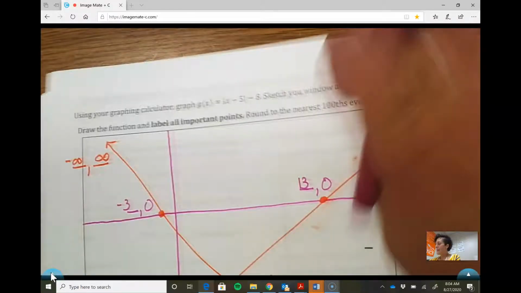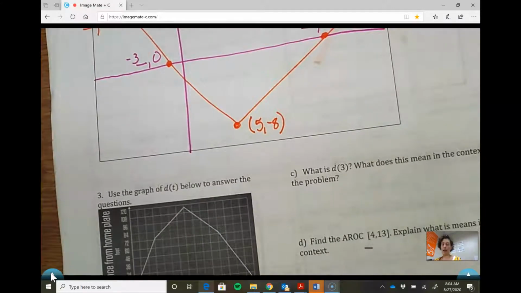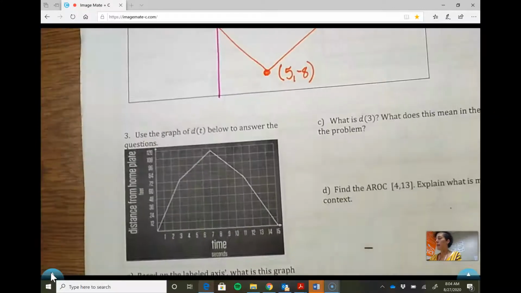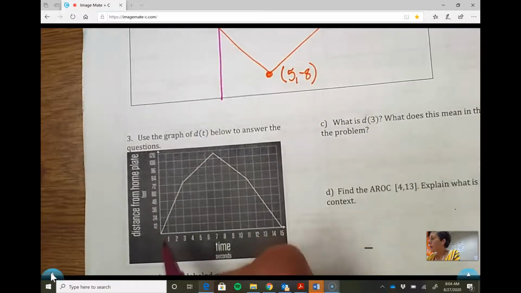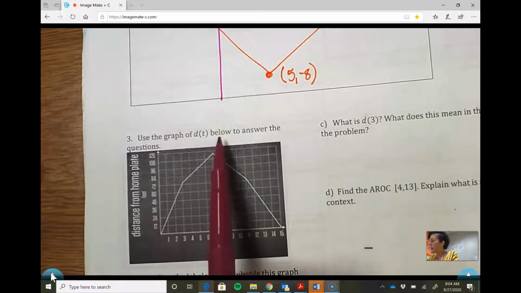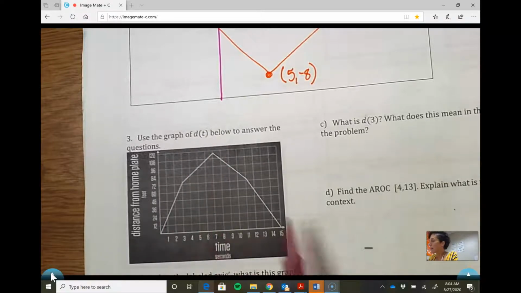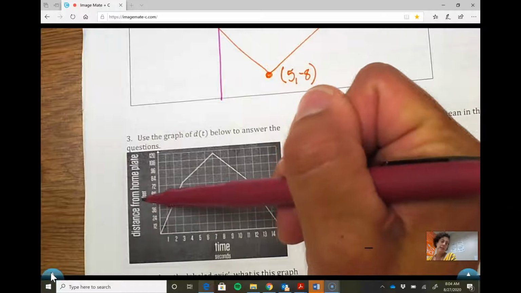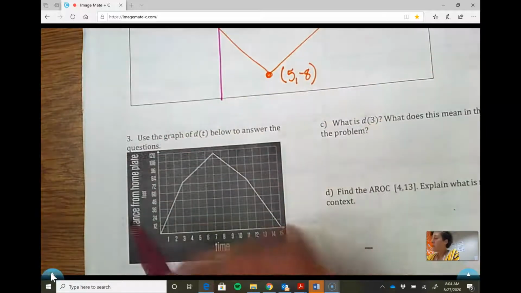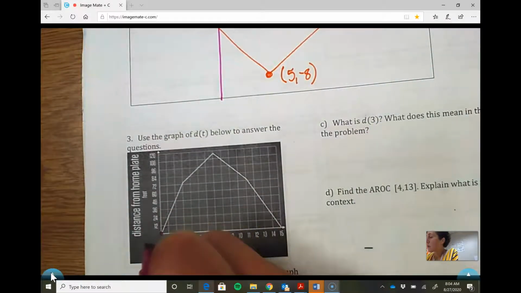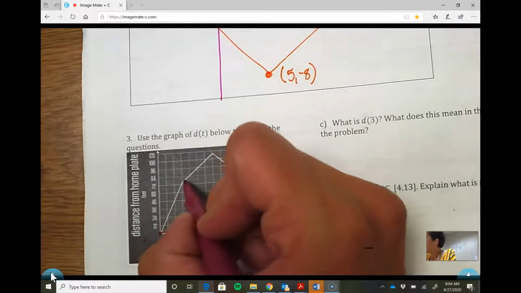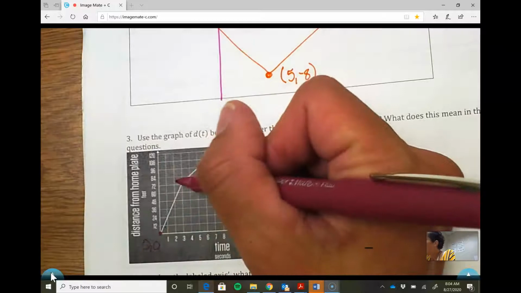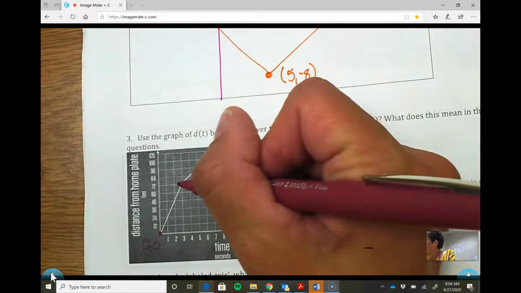All right, last set. So this one, we're not going to use the graphing calculator. It's just a reminder, you don't have to have the graphing calculator to get all the information. But what I am going to do is get all my points. So use the graph of d of t below to answer the questions. This is time in seconds, and this is the distance from home plate. So again, this is the origin, so that's 0, 0. Here's a turning point, and you know they're going up by 12s.